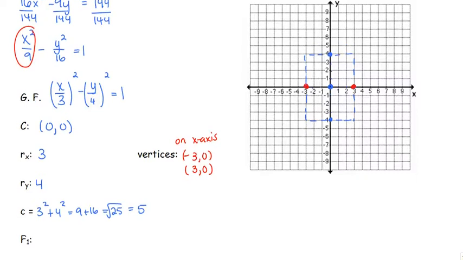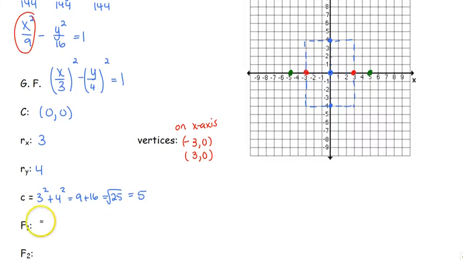Now our foci is a distance of 5 away. So from the center, we're going to count 1, 2, 3, 4, 5. And the foci are always going to go on the same axis as your vertices. And then we go left 5, and there are your foci. So focus number 1 is (-5, 0). Focus number 2 is (5, 0).